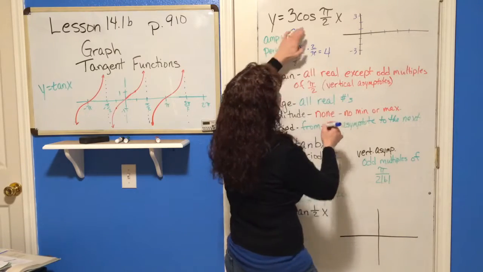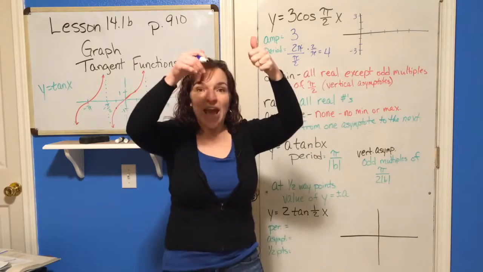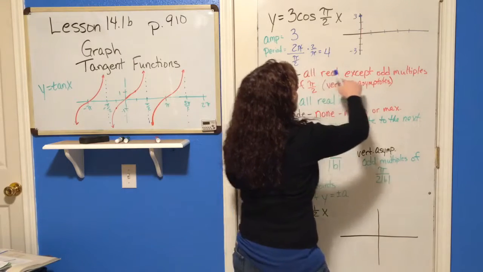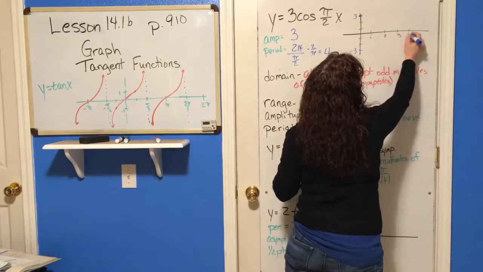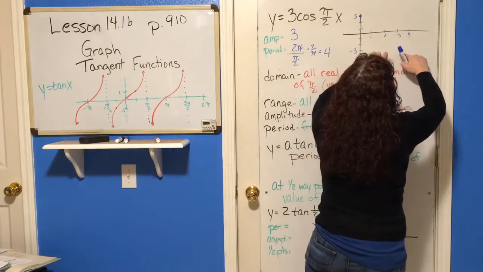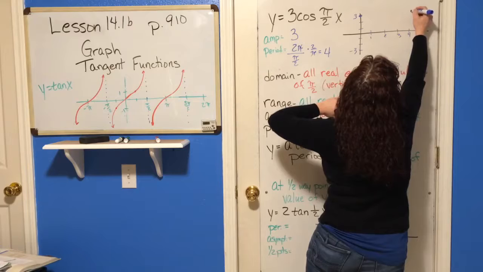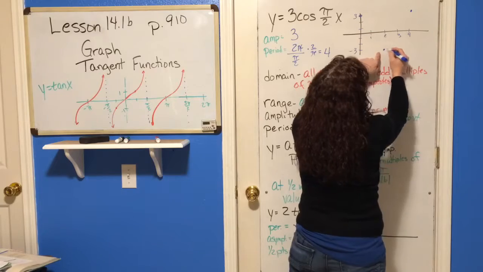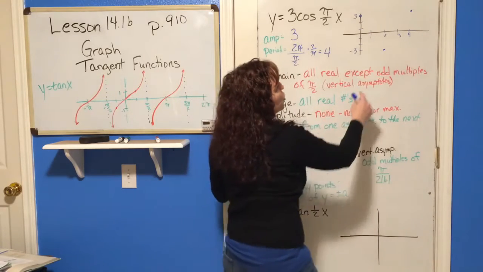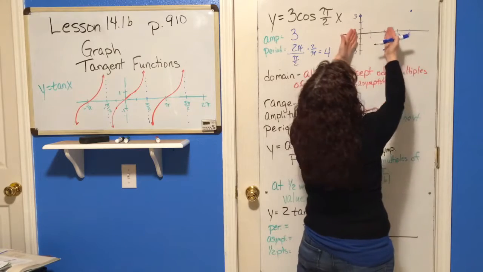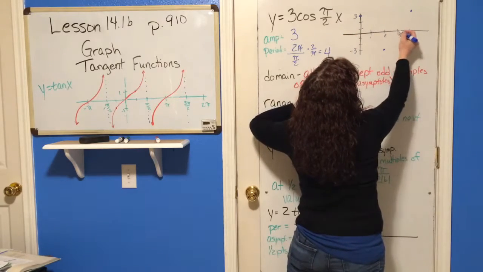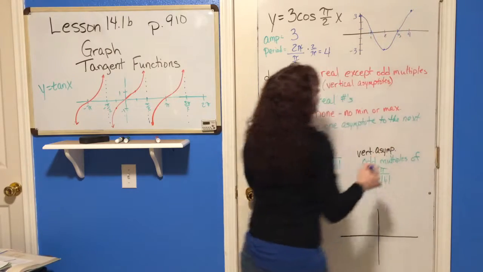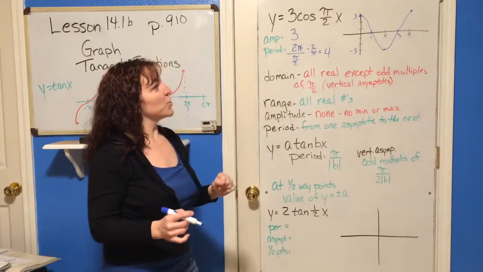So what we're going to do with cosine, remember, cosine starts and ends at the amplitude. So we're going to start at the amplitude. And at 4, we're going to be back. So 1, 2, 3, 4. At 4, we're going to be back up to the top, that's going to be 1 period. And then halfway there is at the 2, and that's going to be at our minimum. And then at the quarter marks, we're going to go through the origin. So that would be the cosine, 3 cosine pi over 2x.